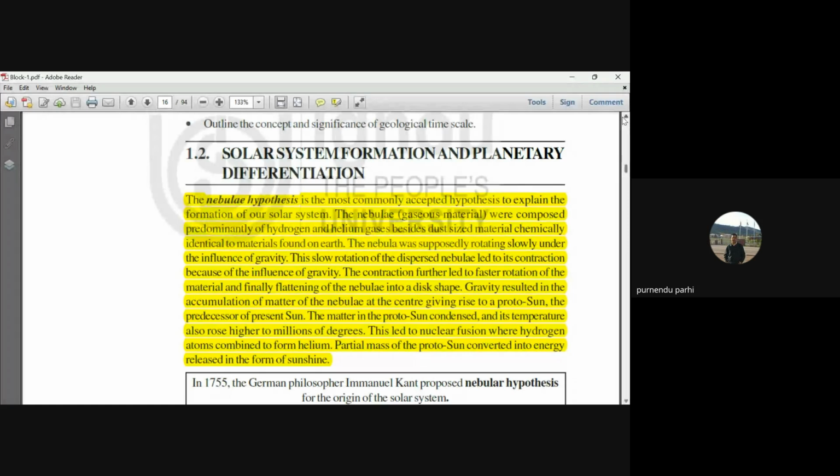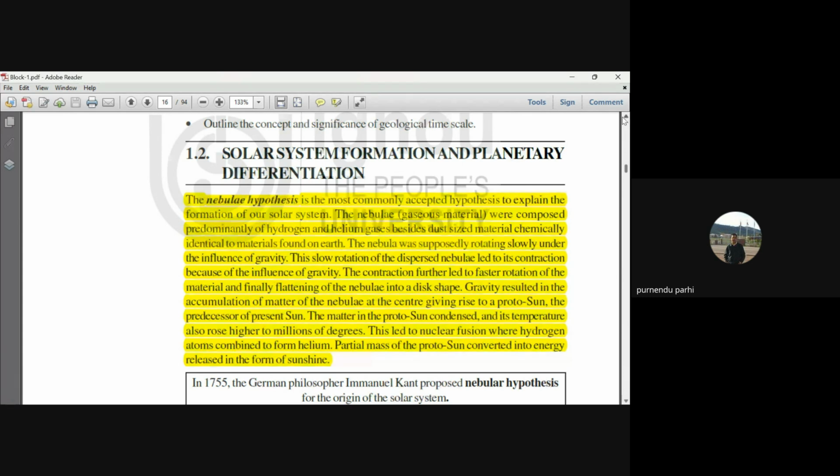This slow rotation of the dispersed nebula led to contraction because of the influence of gravity. The contraction further led to faster rotation of the material and finally flattening of the nebula into a disk shape. Gravity resulted in the accumulation of matter of the nebula at the center, giving rise to the protosun, the predecessor of the present sun. Before the sun that we are seeing now, there was a protosun. The matter in the protosun condensed and its temperature rose to millions of degrees. This led to nuclear fusion.